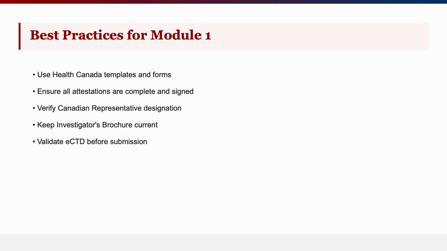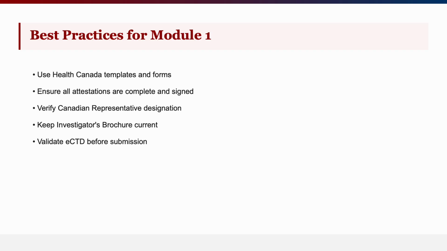Ensure all attestations are complete and properly signed before submission. Create a checklist of required attestations and verify each one. Have someone other than the preparer review attestations for completeness. If you're a foreign sponsor, verify that your Canadian representative designation is complete and current. The representative should be informed of their responsibilities and prepared to respond to Health Canada on your behalf.